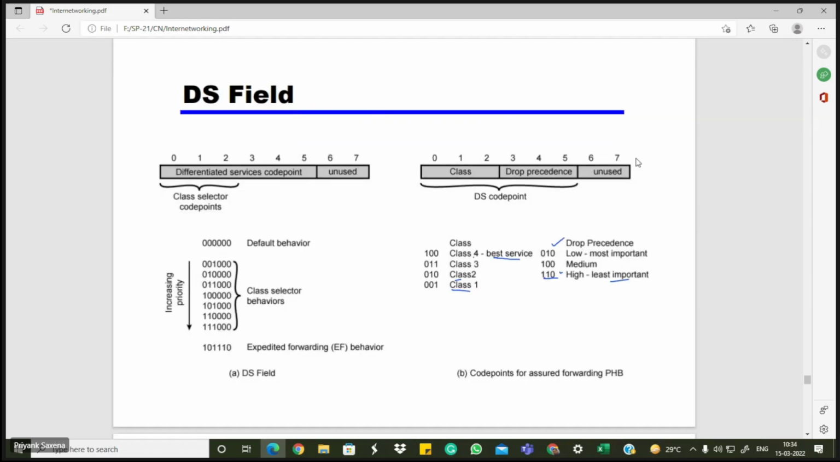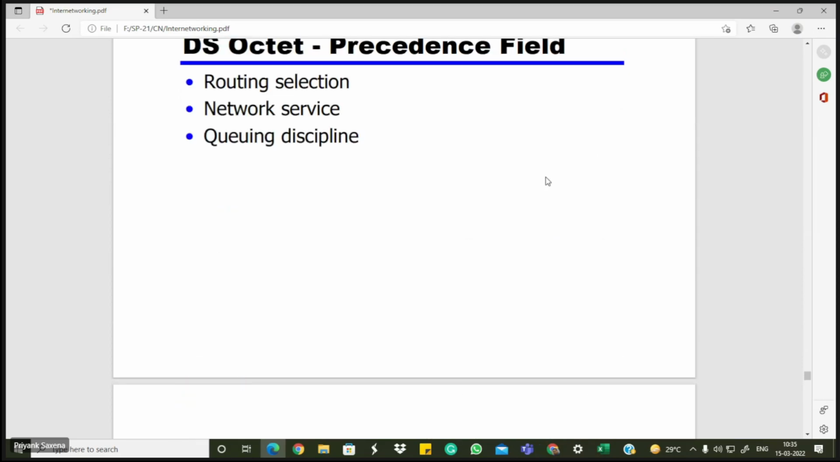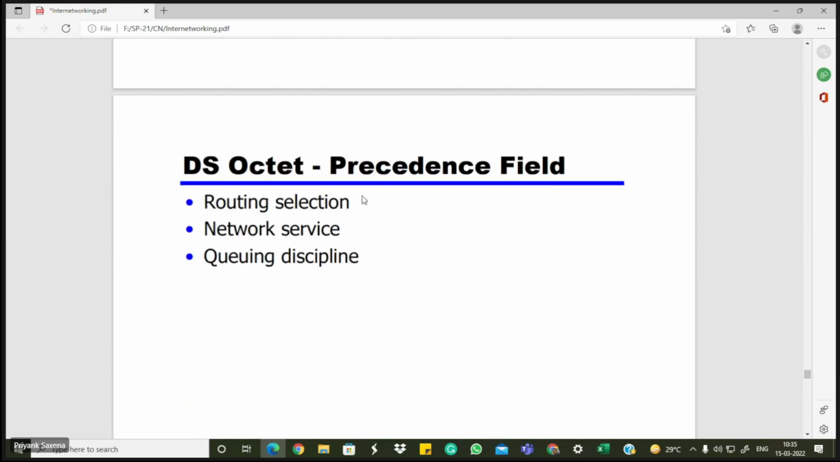The precedence field you saw here is basically to indicate the degree of urgency or priority to be associated with the datagram. So if a router supports the precedence subfield, there are three approaches to responding. One is route selection. Okay, so a particular route may be selected if the router has a smaller queue for that route, or if the next hop on that route supports the network precedence or priority.